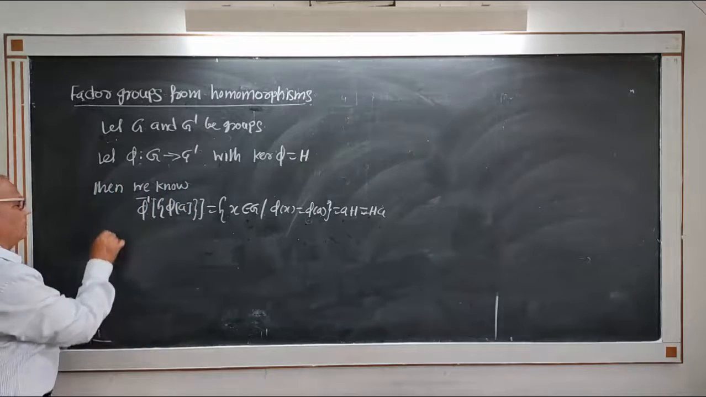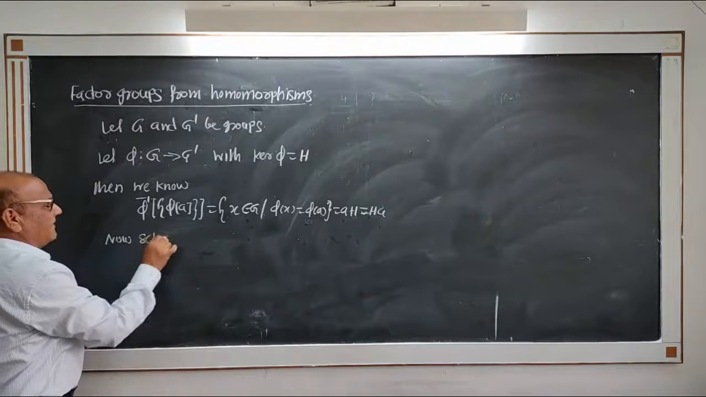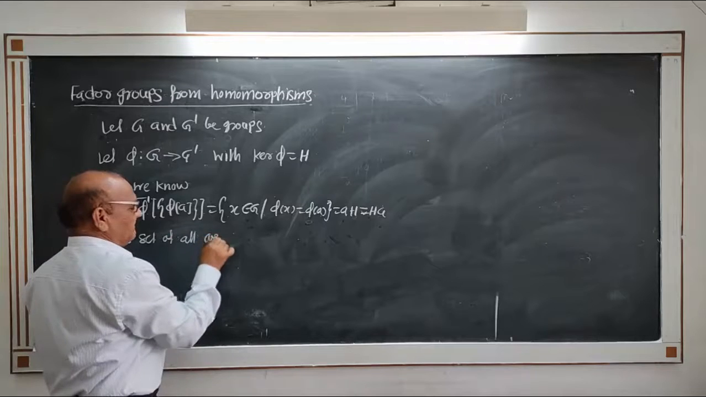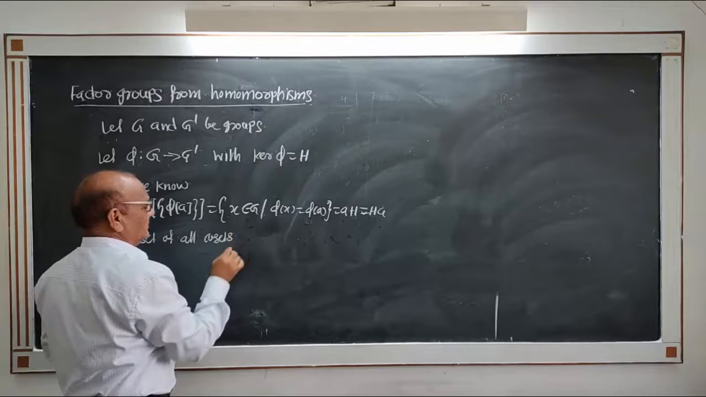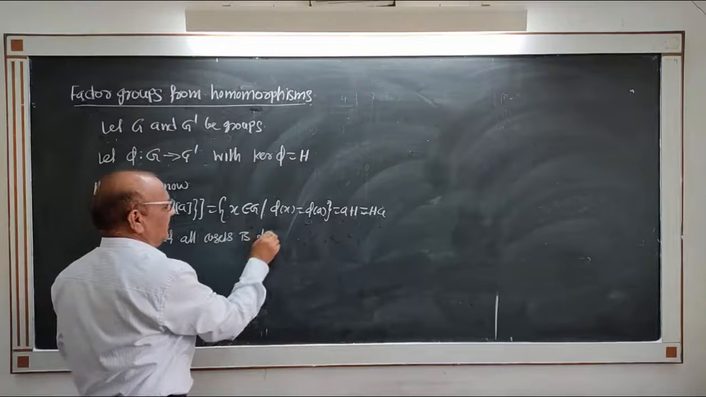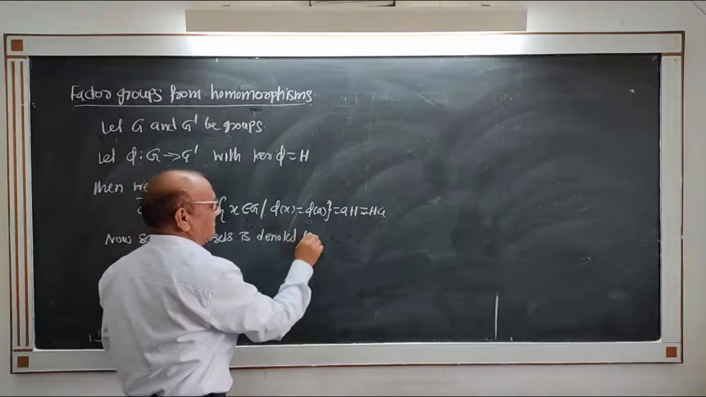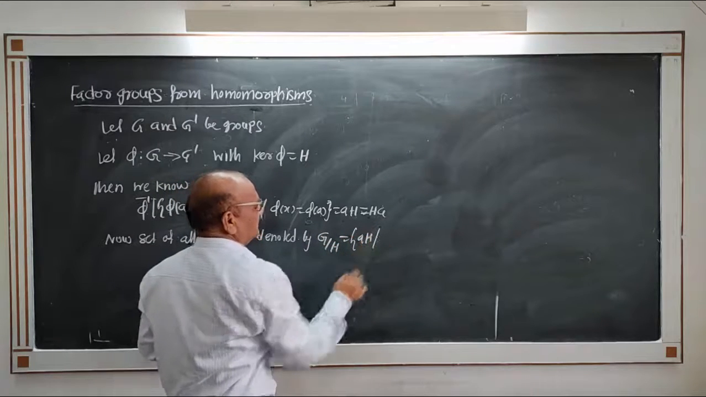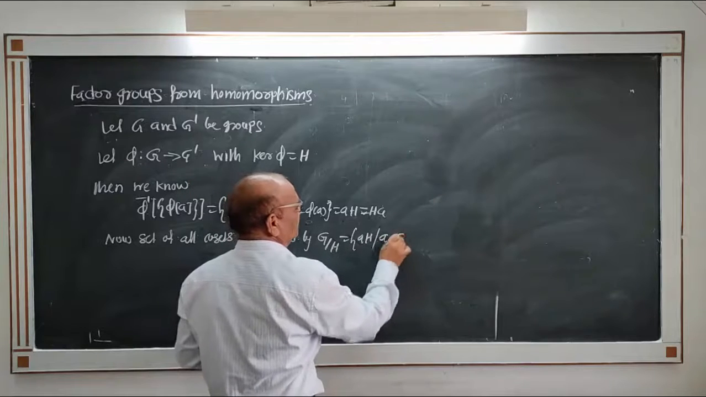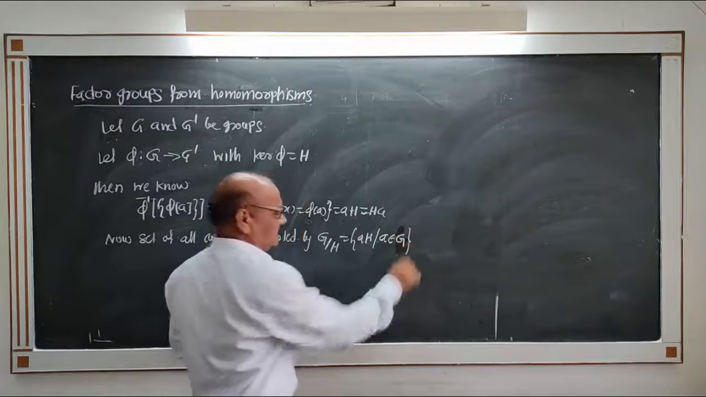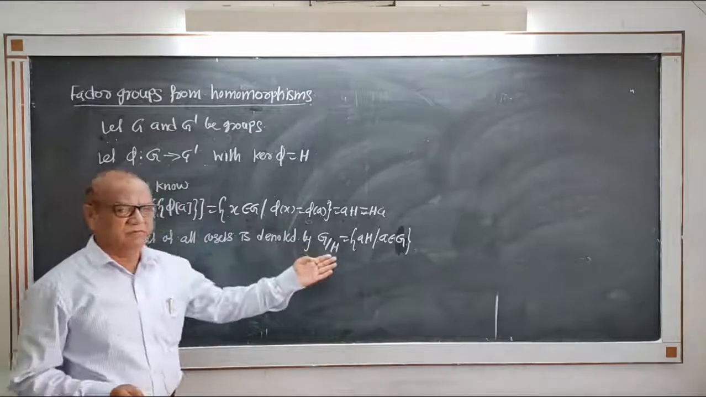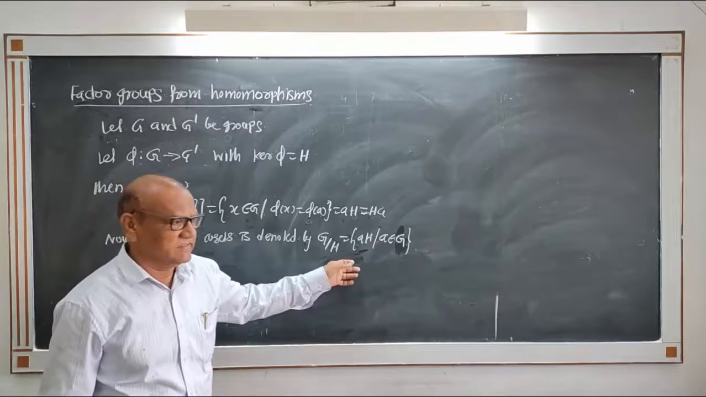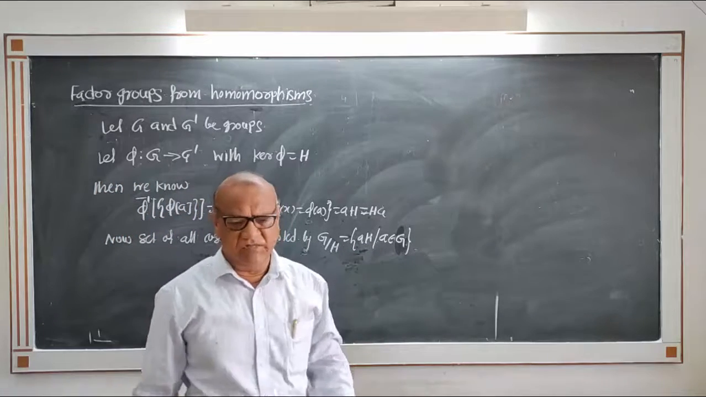Now the set of all cosets is denoted by G by H. G by H is the set of aH, a belongs to G. It is the set of all left cosets or right cosets. Here we take left cosets. The set of all cosets is denoted by G by H.